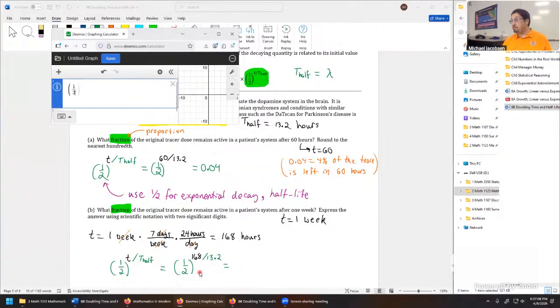It shouldn't stay in your system for a long, long time. So our amount is going to be 1/2 to the power of 168 divided by 13.2. And there's the quantity. This is the fractional amount in decimal form, or the proportion of the tracer remaining after 1 full week. When it says 2 significant digits, it means we're only going to carry in the 1/4. The digits to the left of this 1 would be considered non-significant. So it's 0.00014.